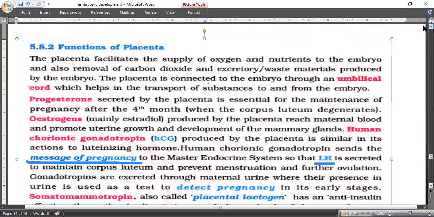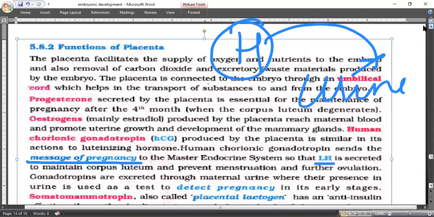Then gonadotropins are excreted through the maternal urine. That is a hormone property. If hormones are excessively released in the body, we don't have any storage, so they'll be released in the form of urine. So why specially for chorionic gonadotropin? Chorionic gonadotropins are excreted through the maternal urine, and their presence in the urine is used to test and detect pregnancy in its early stages.